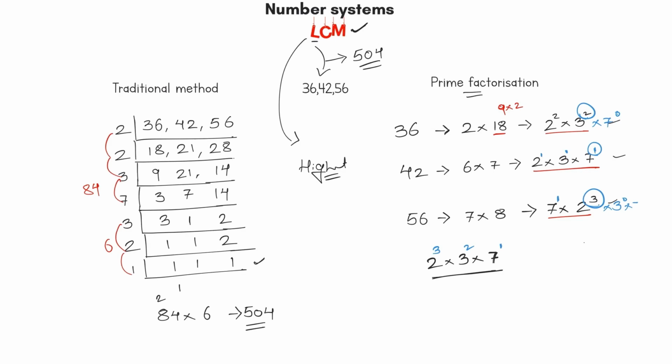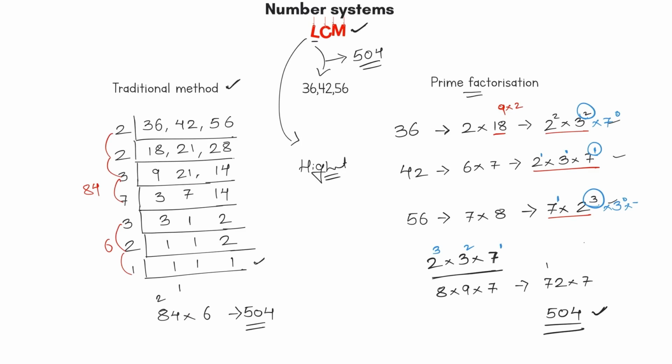Now just multiply. What is this coming out to be? 2 into 2 into 2 is nothing but 8. 8 into 9 into 7. 8 into 9, 72. 72 into 7 is my final answer. 72 into 7. What is that turning out to be? 7 into 2 is 14. 7 7s are 49. 504. And that's my final answer, as I got with the traditional method as well.